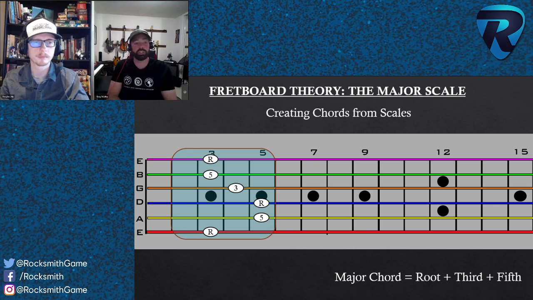And that entire reasoning is based on, you take that one note, you want to make it a fret lower, and now it's a flat 3 instead of a 3. And now you've created, you could call it the chord ID of a minor chord with a root, a flat third, and a fifth.